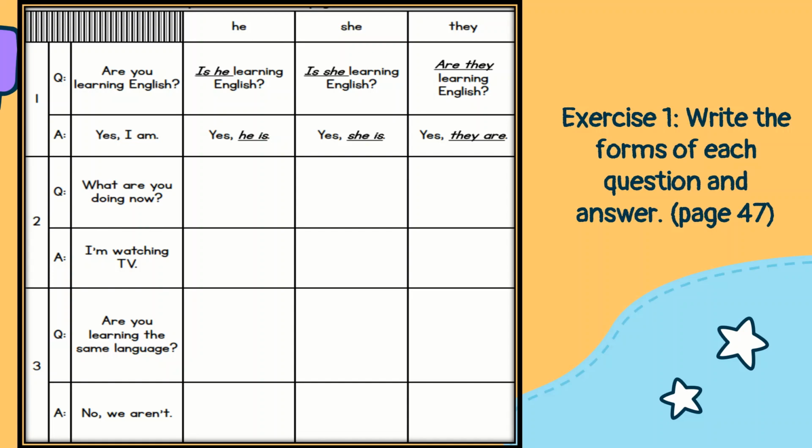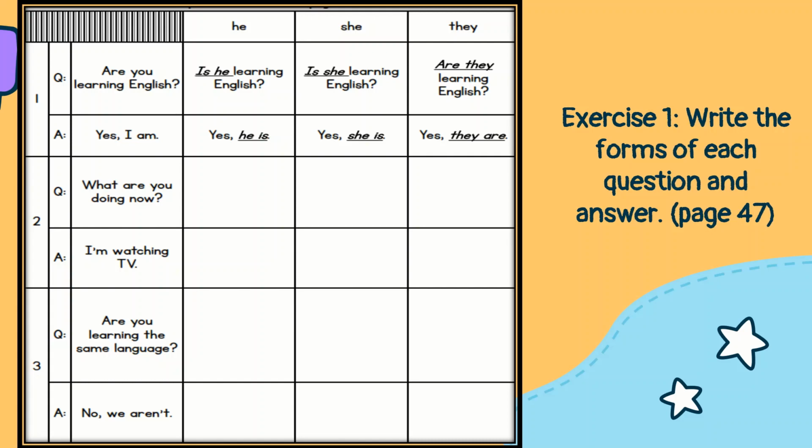For example, are you learning English? If he, is he learning English? For she, is she learning English? And if they, are they learning English? Your answer, yes I am. For he, yes he is. For she, yes she is. For they, yes they are.